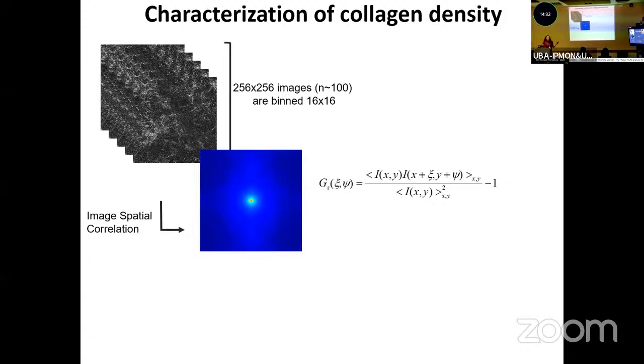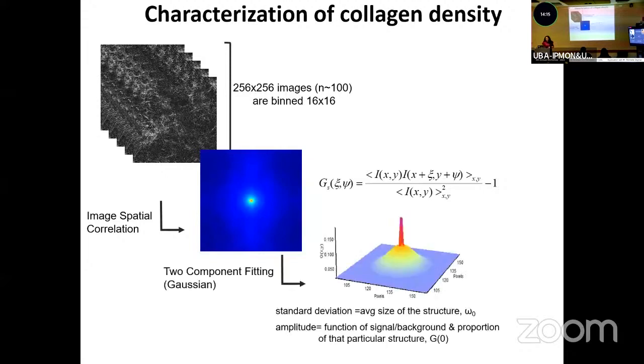We did image correlation spectroscopy, and I talked about ICS. Paul Wiseman developed this with Nils Petersen. There's no motion here. If we correlate the intensity as a function of space in the X and Y direction, we're able to derive the autocorrelation function that gives us information about the thickness of the fibers. We'll fit this to a 2-component fit model, and what we get is the standard deviation of this, which is the average size of the structure. This is omega naught here.